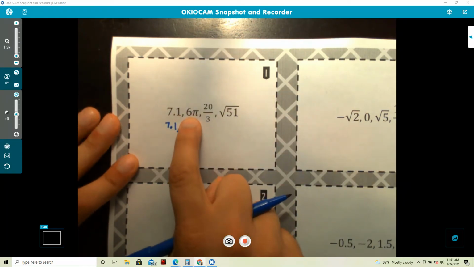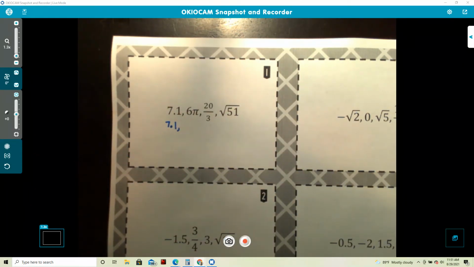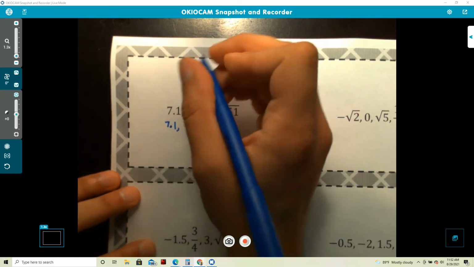And then we have 6 pi, which is also the same as 6 times pi. I don't have a calculator with me, so I'm using one online. But remember, the pi symbol is at the bottom left of your calculator. So 6 pi, I get roughly 18.85. So we're rounding to 2 decimal places.